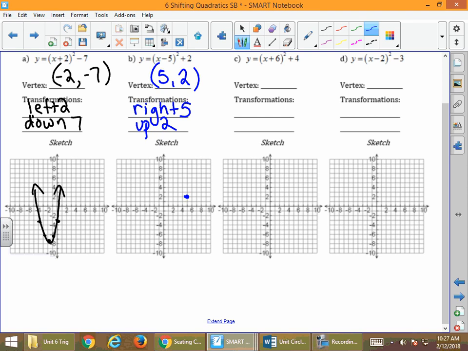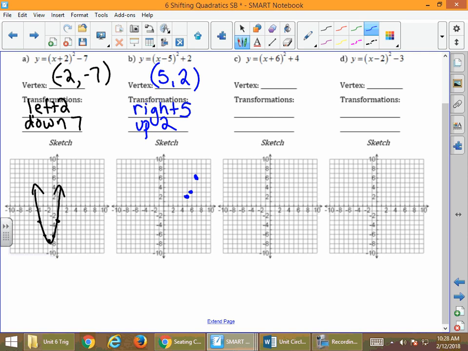From that point, and again, you can type this into your calculator, but if you don't have a calculator, then what we're going to do is look at the pattern. We're going to go 1 space to the right and 1 up. We're going to go 2 spaces to the right and 4 up. And we're starting at the vertex when we're counting that.